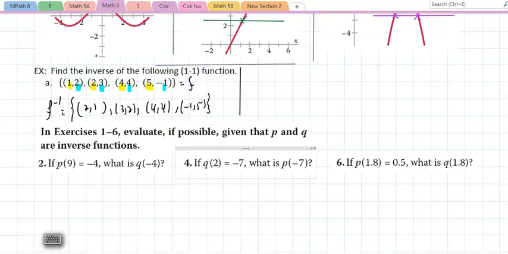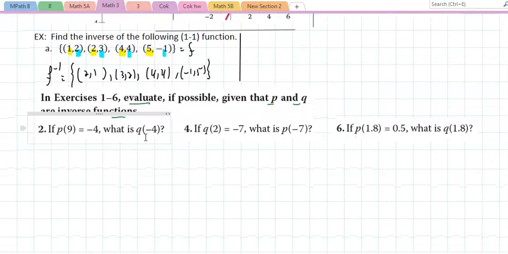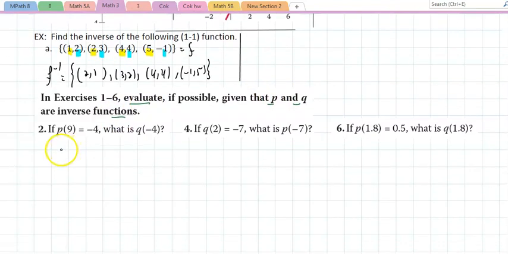Here it says, evaluate, if possible. Given P and Q are inverses, this is what they're saying. The best way is to do this with the most basic setup. P and Q are inverses, so we know the x and the y swap.